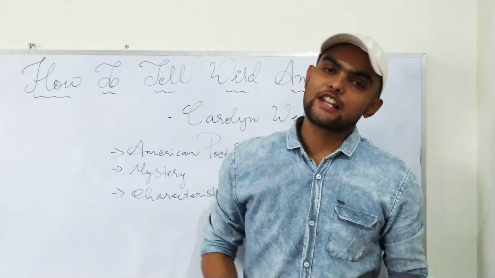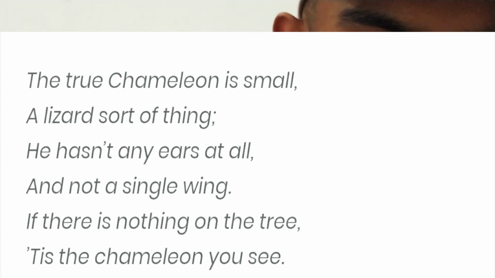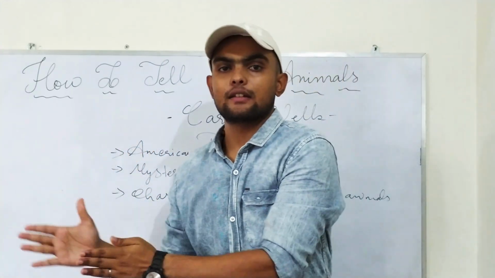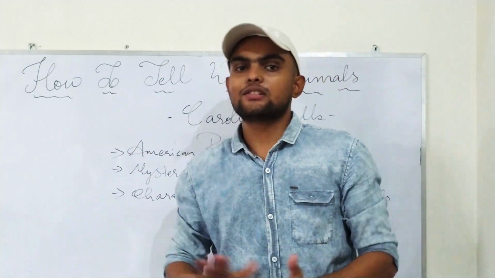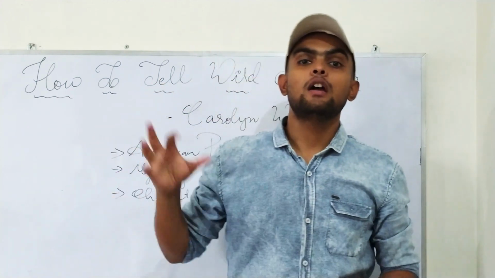Moving to the last stanza of this poem. The true chameleon is small, a lizard sort of thing. He hasn't any ears at all and not a single wing. If there is nothing on the tree, this the chameleon you see. So a chameleon is a small reptile, right? It looks like a lizard. It does not have any ears or wings.